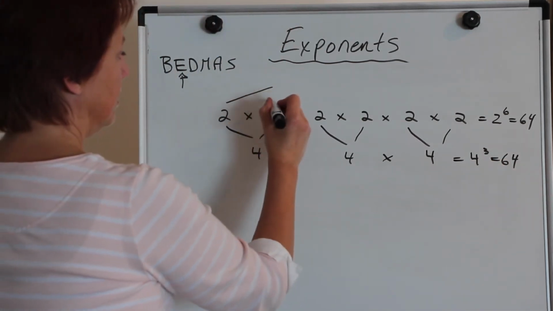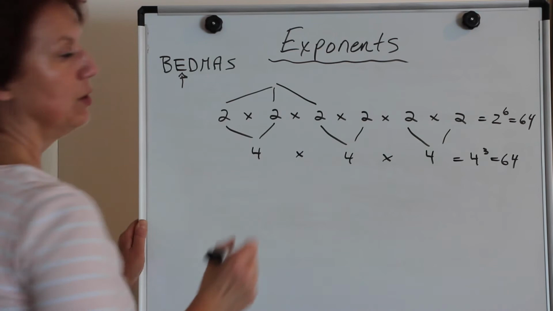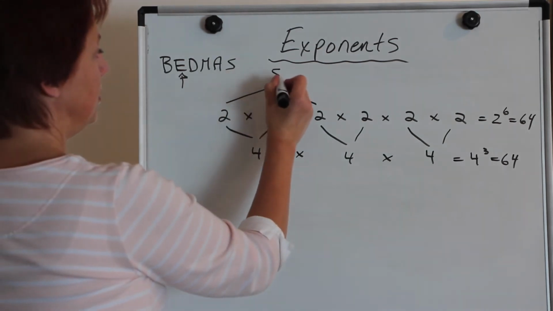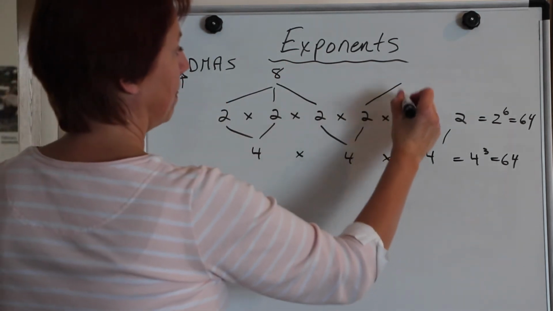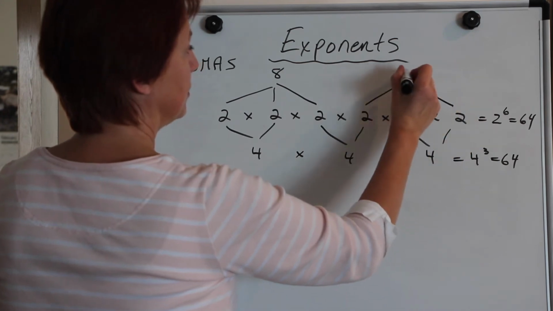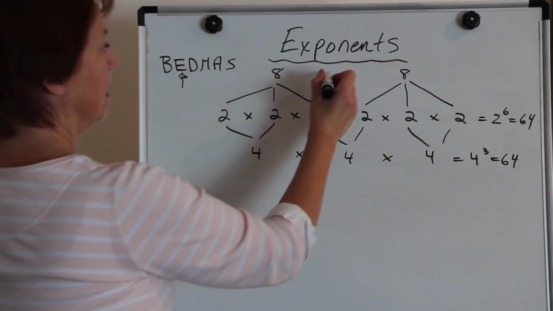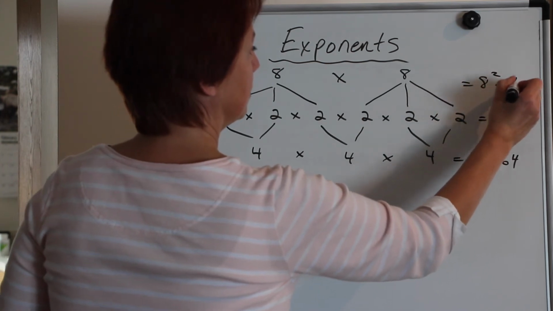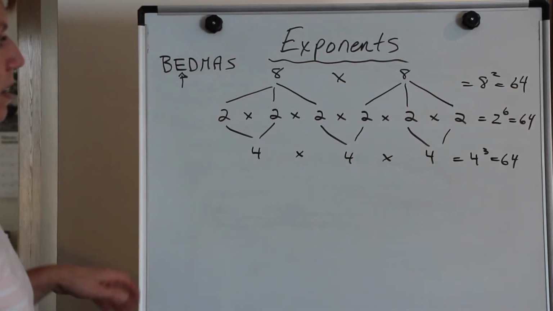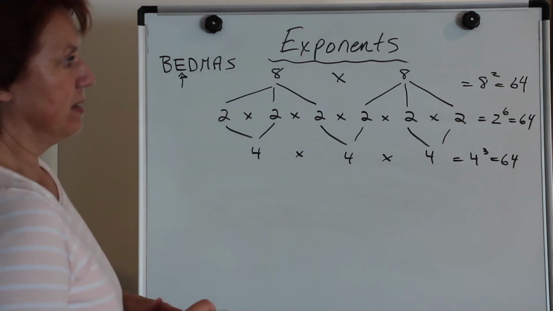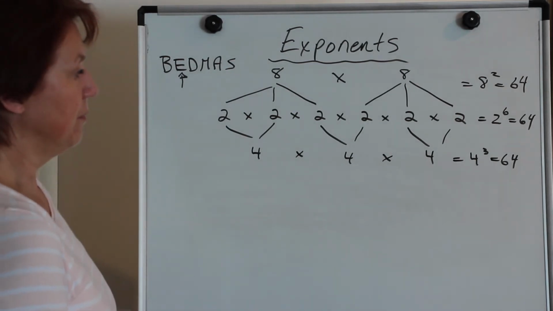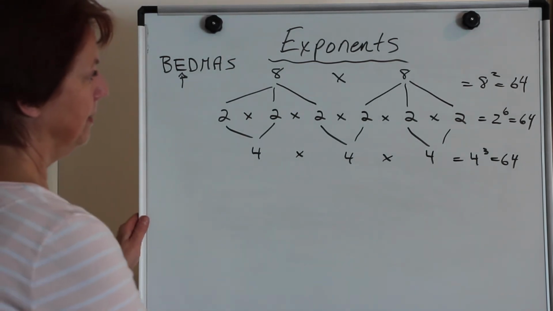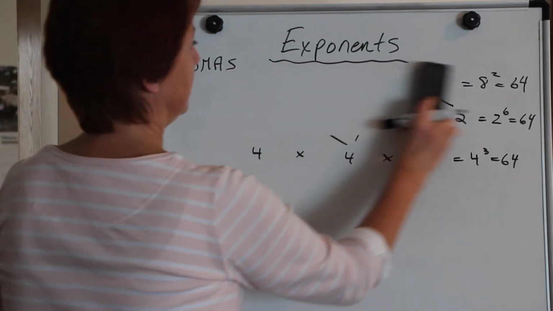Another way to look at it is we could take 2 cubed, 2 times 2 times 2, and get 8. 2 cubed again, 2 times 2 times 2, and get 8. 8 times 8 gives us 8 squared, which is 64. So no matter how many ways we break this up, it's still going to be 64. Let's see, what else can we do here?